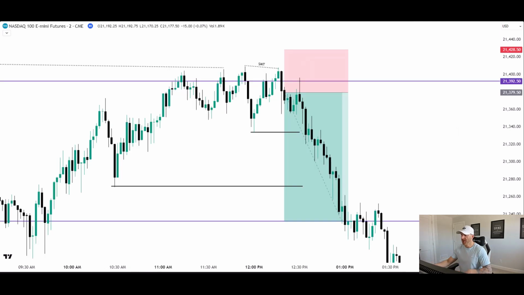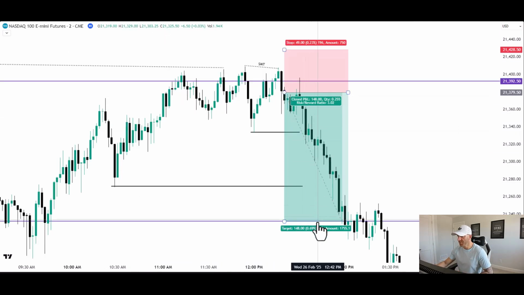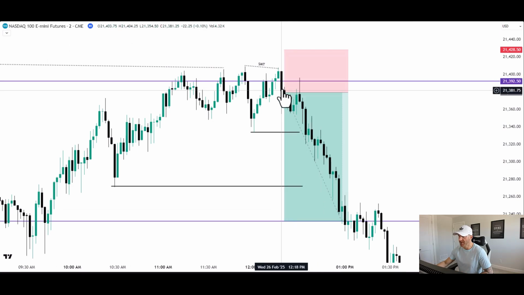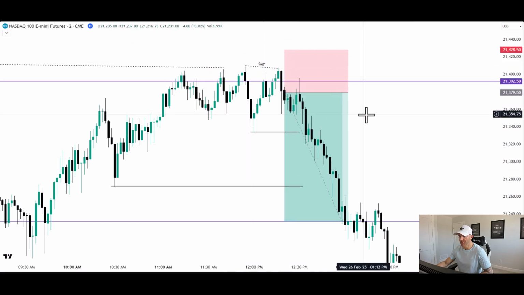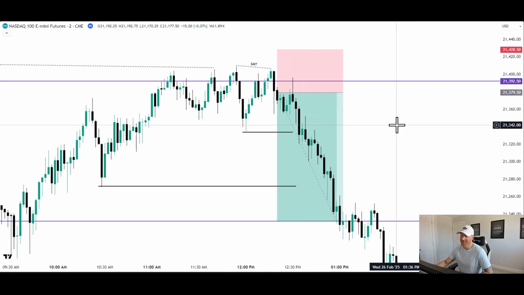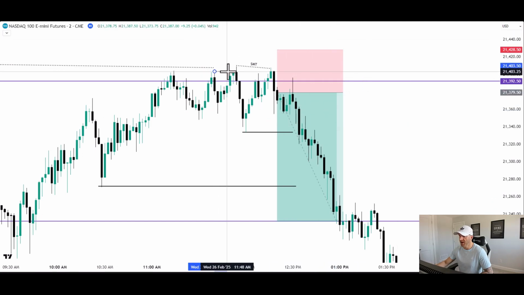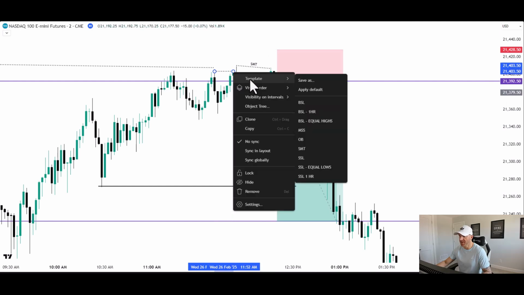All right, so here's the trade right here. And you can see beautiful displacement after we displace through the level, after we have the SMT. This is a great trade. So notice we came up and did one last little sweep of this liquidity. So sometimes they'll do that to you. They won't make it easy on you.